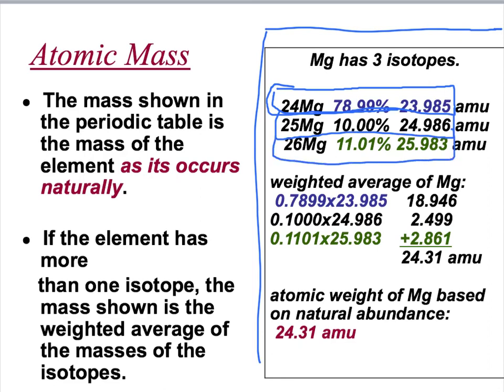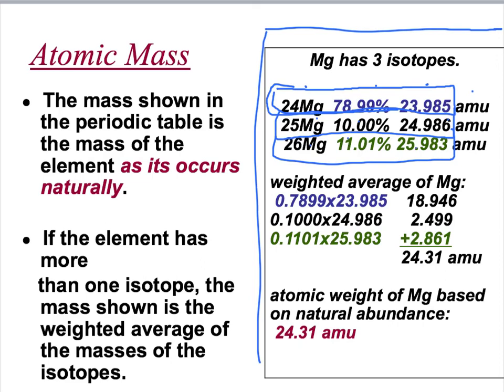So this is saying 78.99% of the magnesiums in the world are magnesium-24, which has a weight of 23.985 AMUs, atomic mass units. 10% of the magnesiums in the world are magnesium-25, which have this mass. 11.01% are magnesium-26 that have this mass.